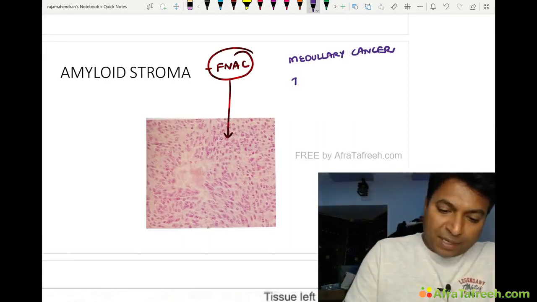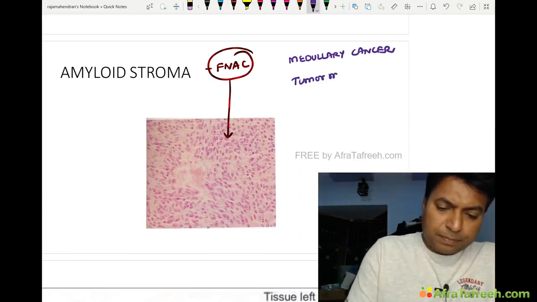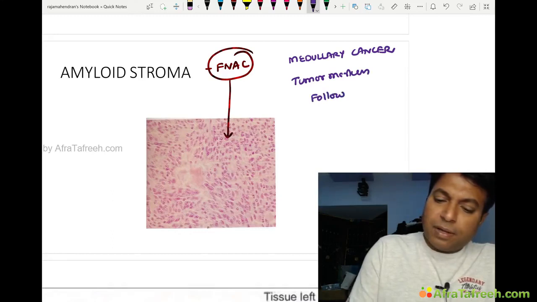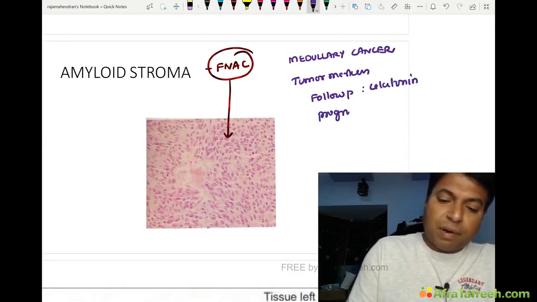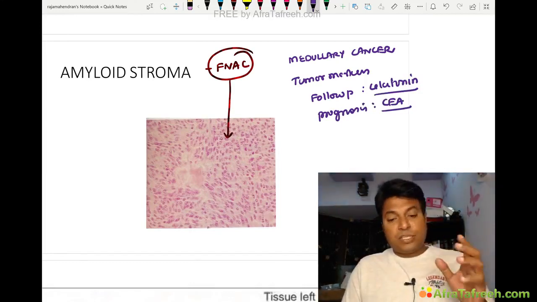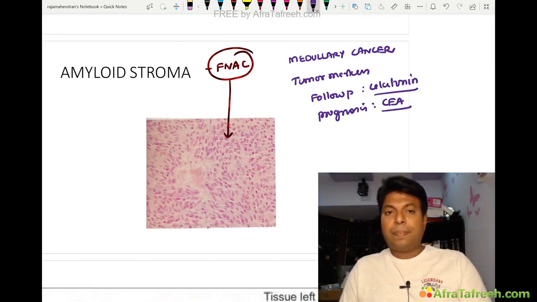There are two tumor markers for this. Follow-up is done with the help of calcitonin, and prognosis is decided with the help of CEA. There are two tumor markers for medullary cancer. Please don't forget this. So FNAC showing amyloid stroma is a medullary cancer.